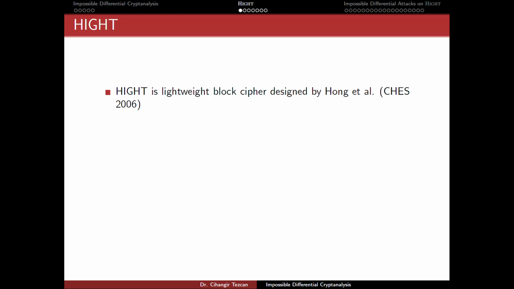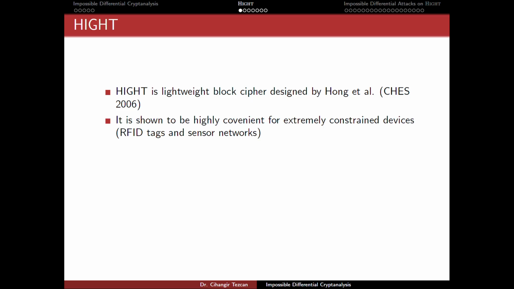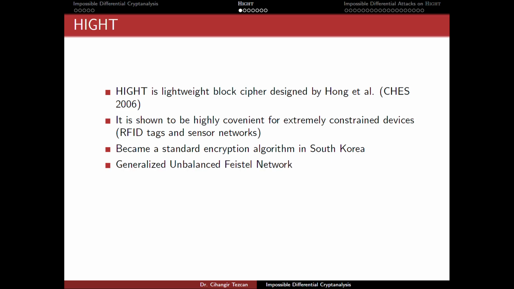HIGHT is actually a lightweight block cipher designed by Hong et al. It was first published at CHES 2006. It is shown to be highly convenient for extremely constrained devices, RFID tags and sensor networks, and became a standard encryption algorithm in South Korea. So this is actually one of the first lightweight ciphers that we know in the literature.